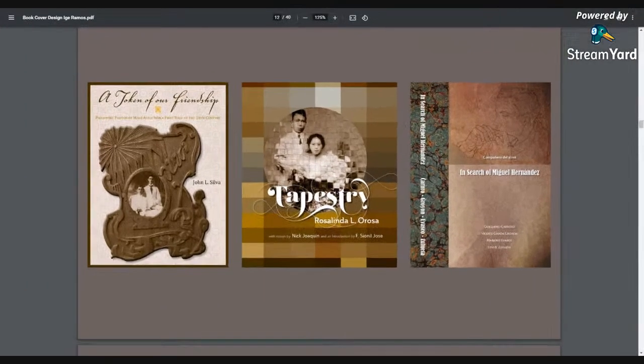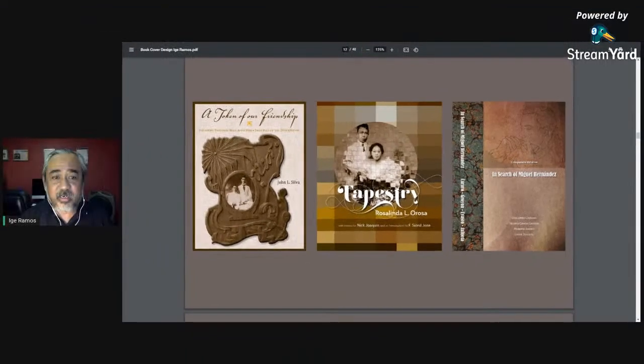The books that I designed for John Silva. It's called The Token of Our Friendship. And then Tapestry by Rosalinda Rosa. And then In Search of Miguel Hernandez. This is a book design commissioned to me by Instituto Cervantes. And as you can see, I use muted tones, colors to show nostalgia or the past, no?